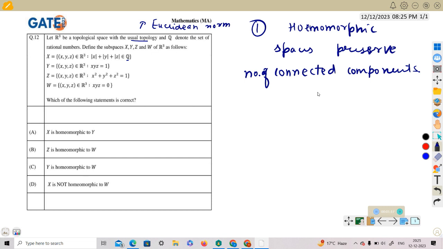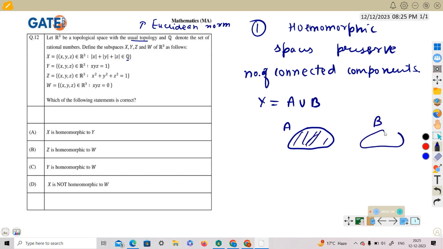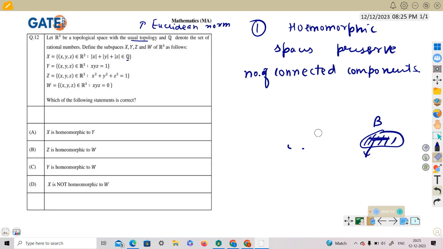I think everyone is aware about connected components. If not, let us just take an example. Y is equal to A union B, say, where A is like this and B is like this. So this is a disconnected set. Why? Because these are not connected. But A is fully connected, B is fully connected. So these are the connected components. This is probably the easy way I can tell right now. So homeomorphism preserves the number of connected components.